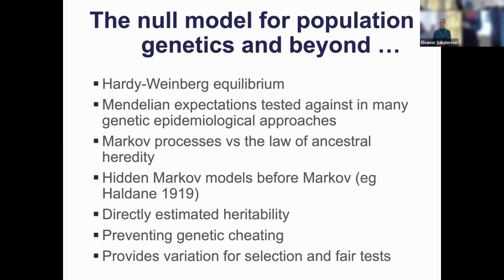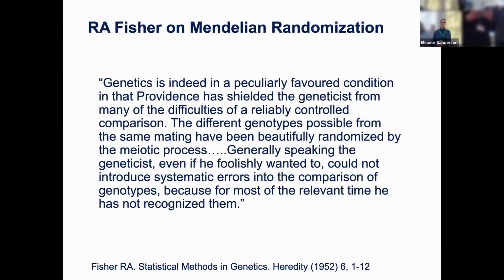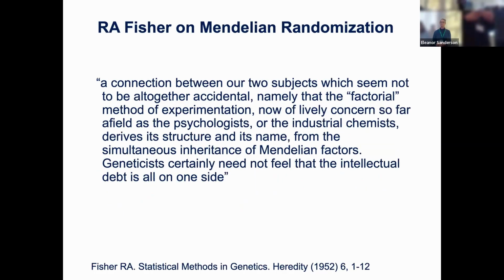And it provides the variation for selection and fair tests, because it is this perfect randomization, which means that each time that's done, each gene, each allele, can be tested against the other allele, with everything else randomized. So it allows for natural selection, and it was a major input into the development of statistics. R.A. Fisher, for example, who obviously worked on genetic data, says that genetics is indeed in a peculiarly favoured condition in that providence has shielded the geneticist from many of the difficulties of a reliably controlled comparison. Even if they wanted to introduce bias, they couldn't do so, because of the biology that lies above that.